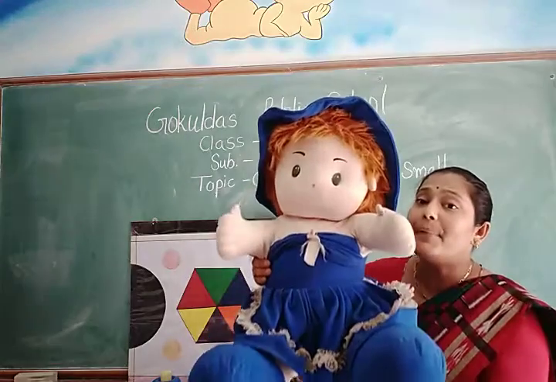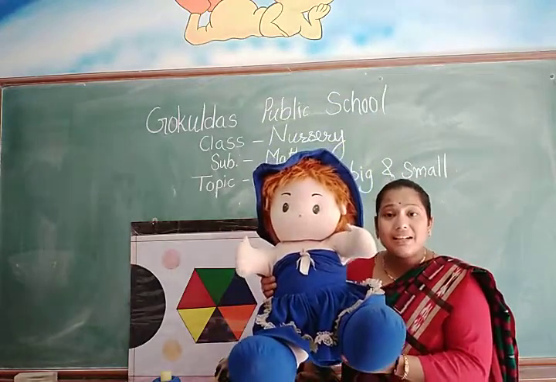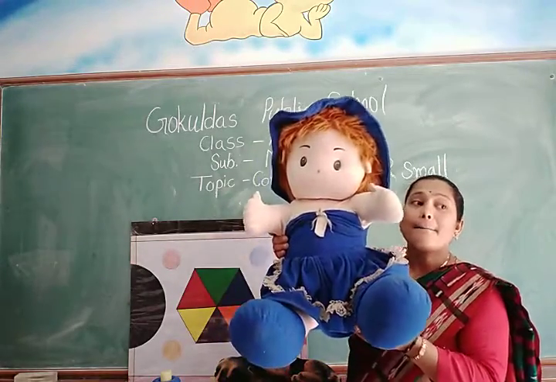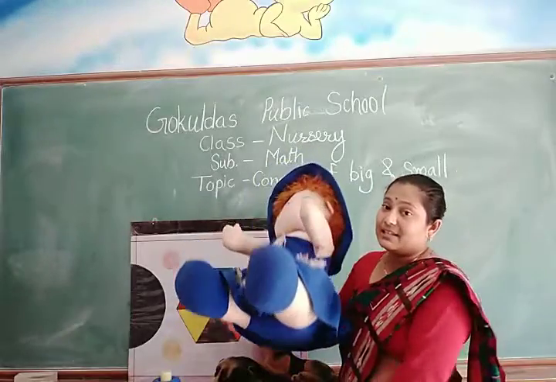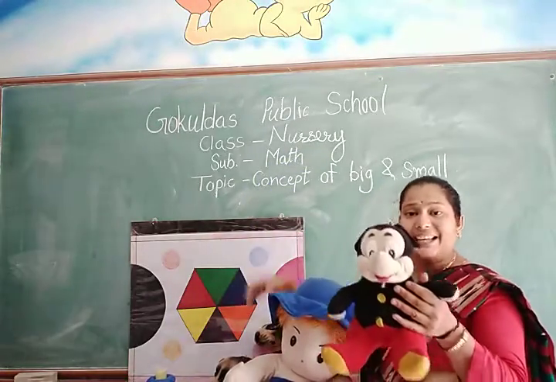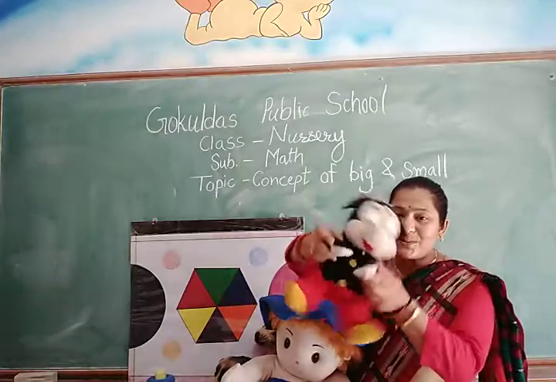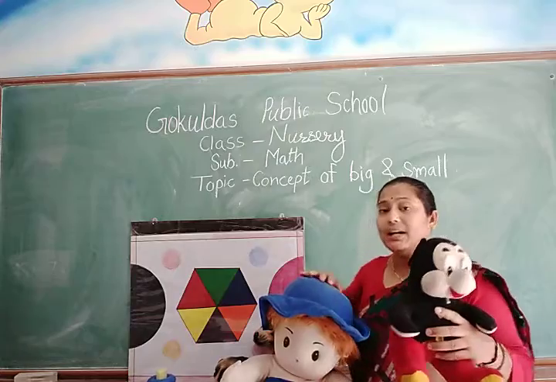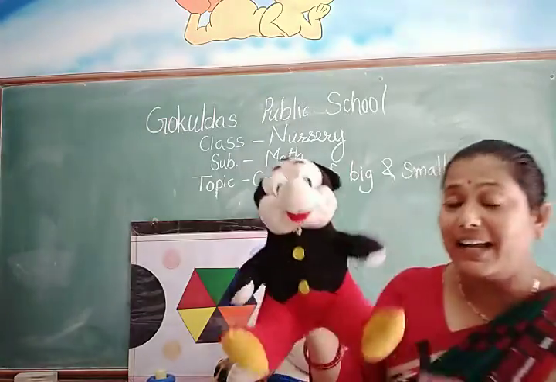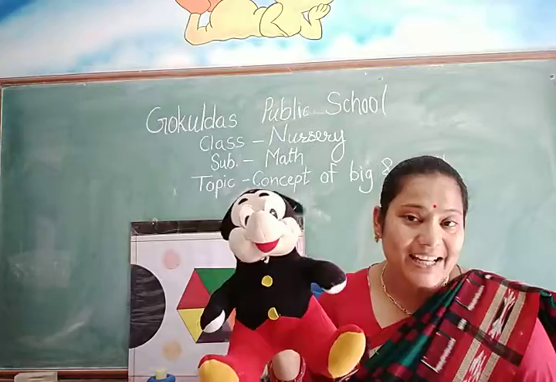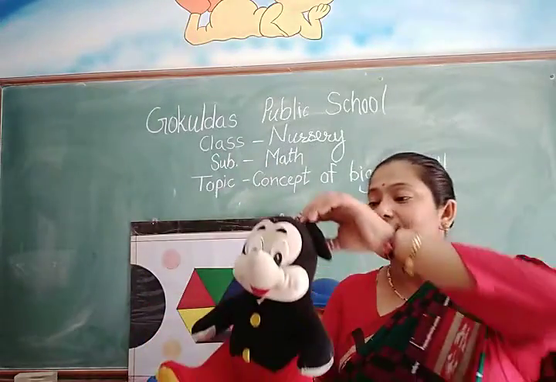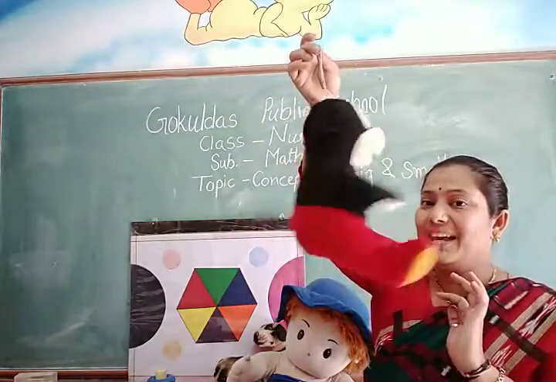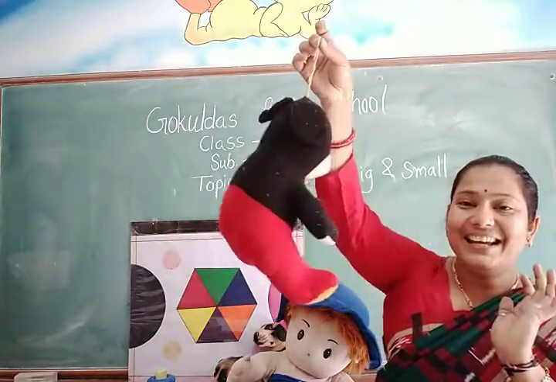This is a big doll. Say big. This is a big doll. And this is a small teddy. Small teddy, chotu chotu. This is a small teddy. Say small teddy. See here, small. Small teddy.